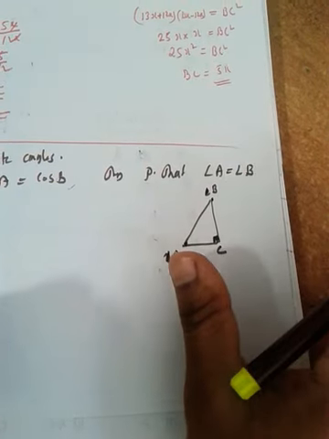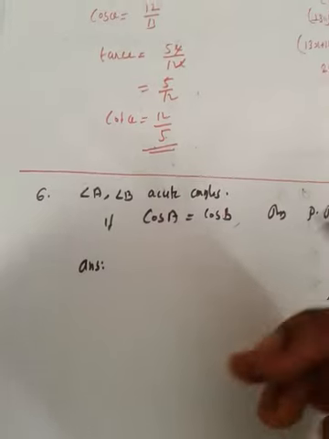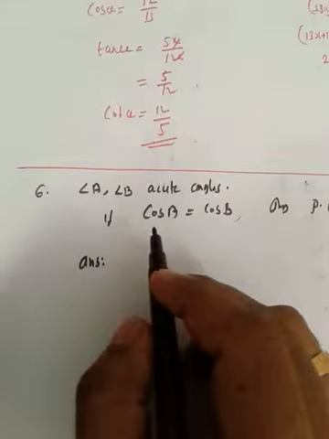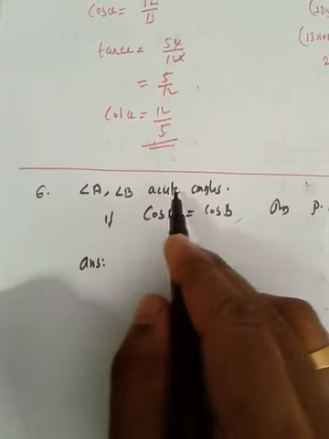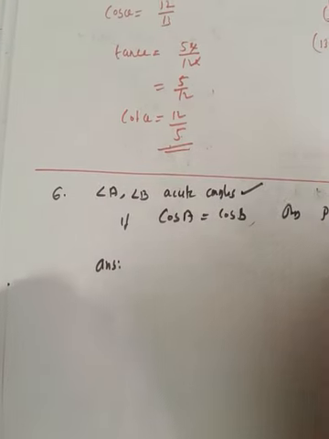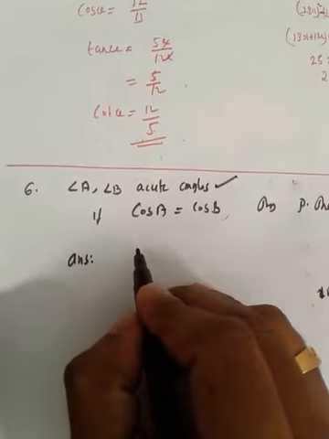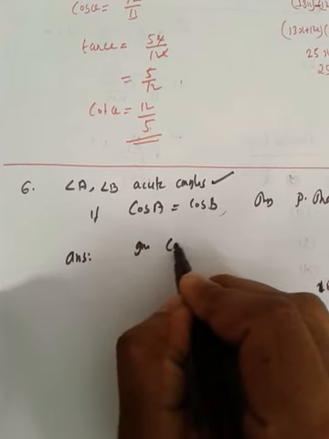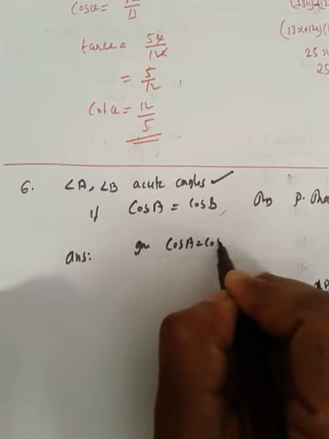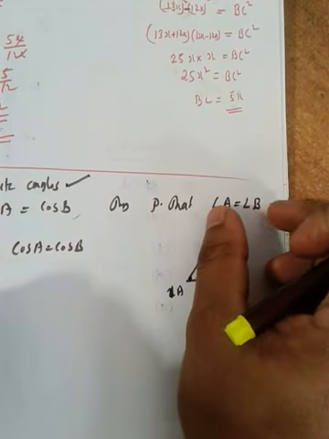Is it clear for you? I told you this is a different kind of question while we are comparing with the previous questions. And you just see, angle A and angle B are acute angles, so according to that, I marked angle A and angle B. So it's all finished. Then take the next given thing. What is that? Cos A is equal to cos B. Given that cos A is equal to cos B, by using this hint, we are supposed to prove that angle A and angle B are equal.